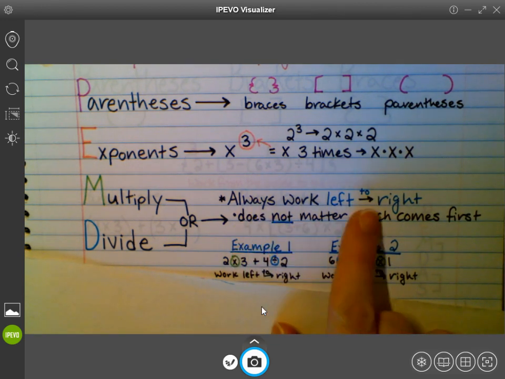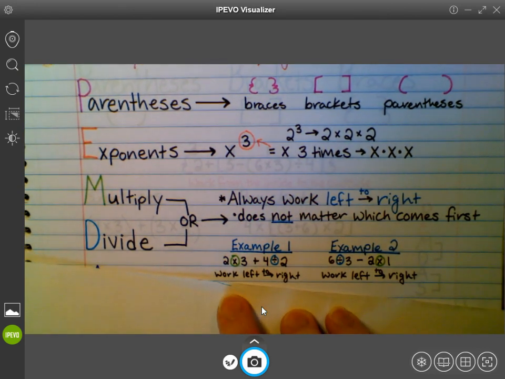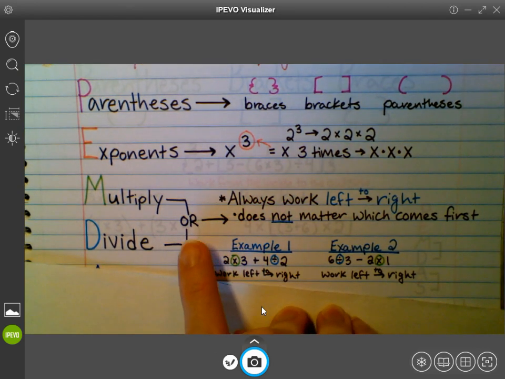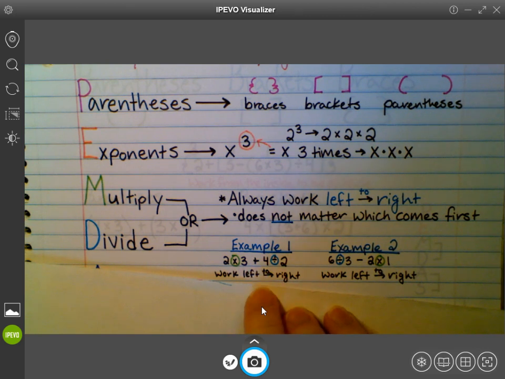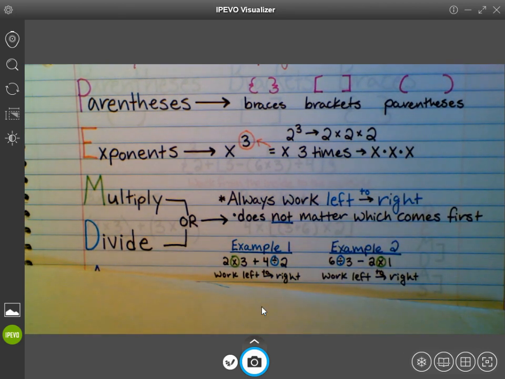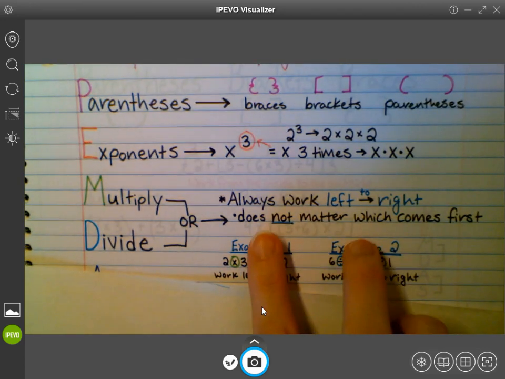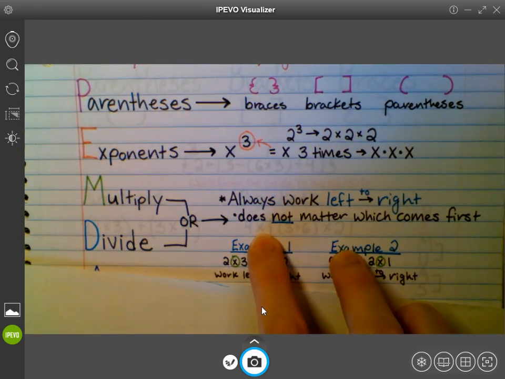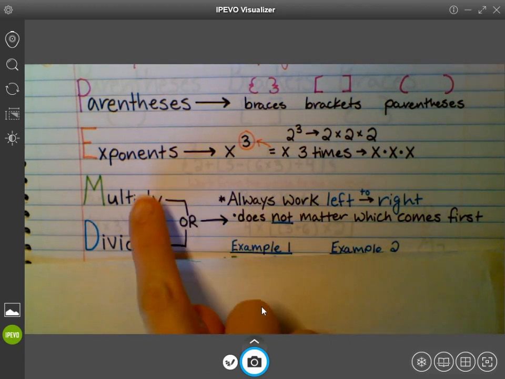So first, always work left to right. It does not matter which one comes first. So I will zoom in on the two examples. Give me a thumbs up when you have multiply or divide written down, and then you have the always work left to right and does not matter which comes first. Give me a thumbs up when you have that down, and then I can zoom in on the examples.